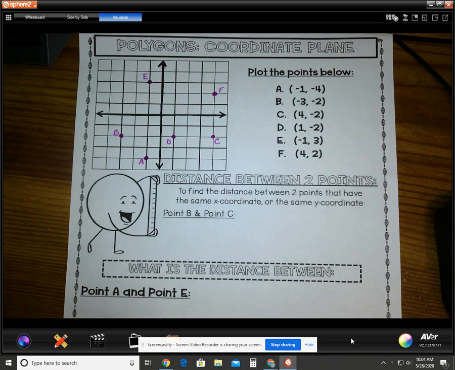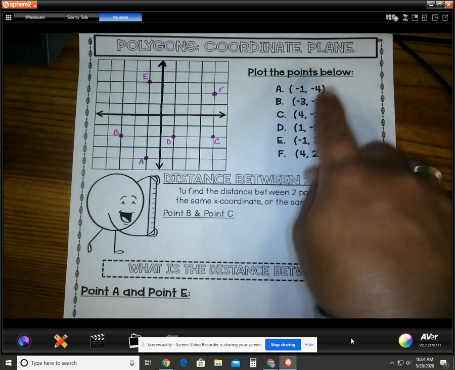You'll notice the title of this says polygons on the coordinate plane, and I want you to remember that polygons are shapes, closed shapes, right? So you can't leave it open like the letter C in my name. You have to close it off, but it also can't have any curved shapes either. So triangles and quadrilaterals and pentagons and all those things are polygons, okay?